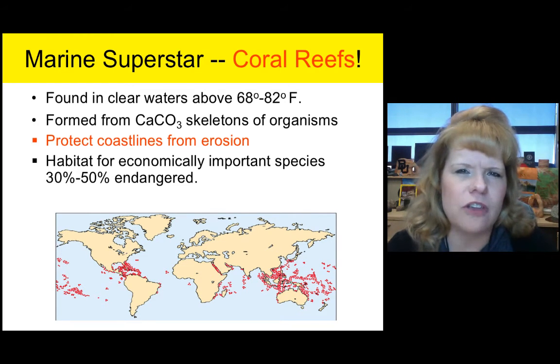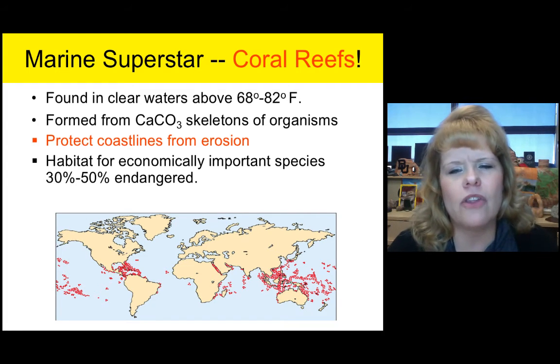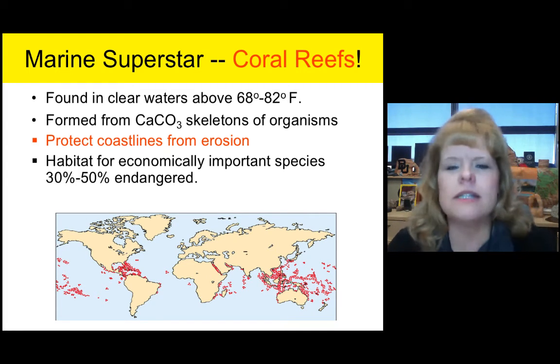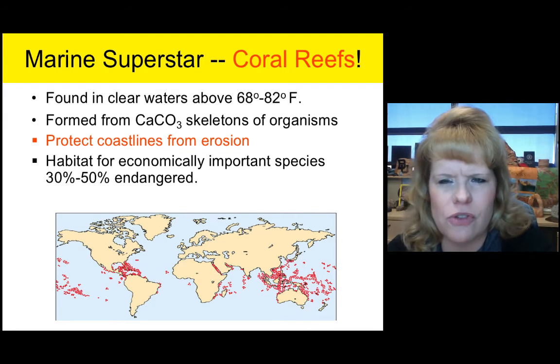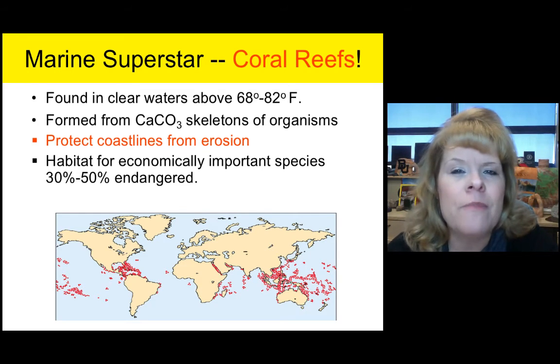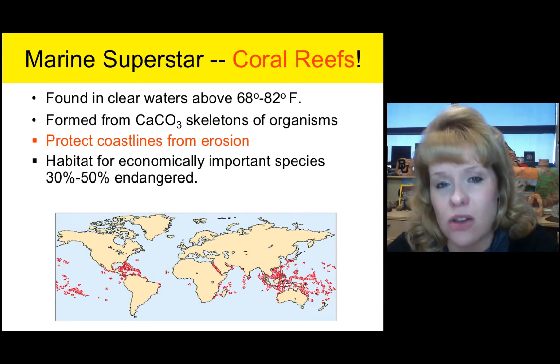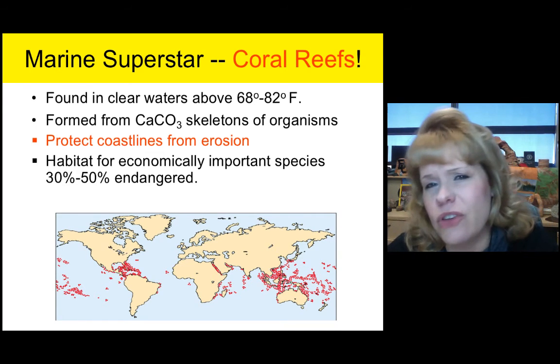Ca stands for calcium. CO3 stands for carbonate. So calcium carbonate, otherwise known as limestone. So they're very, very picky, corals are, about their temperature. They can live in waters from about 68 to 82 degrees Fahrenheit. They do require salt. So not all corals can grow in waters that are low saline.